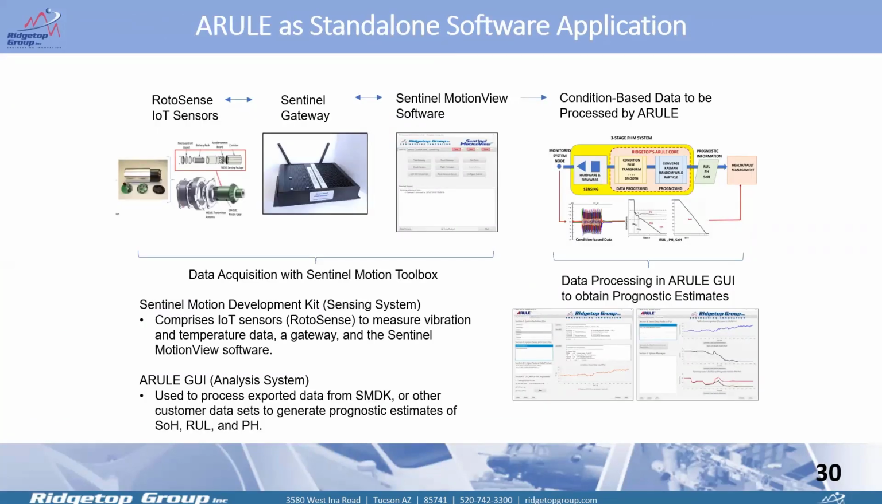The key point here is really just showing the early development of what we call Sentinel Motion. The experimentation and the work we were doing with NASA, looking at that gearbox fault in a helicopter gearbox system, was really the development of what we call RotoSense, which is our IoT accelerometer and temperature sensor. You can see we package that in a form that we call the Sentinel Motion Toolbox or Sentinel Motion Development Kit. And that can be used as an R&D tool for data acquisition for industrial applications.